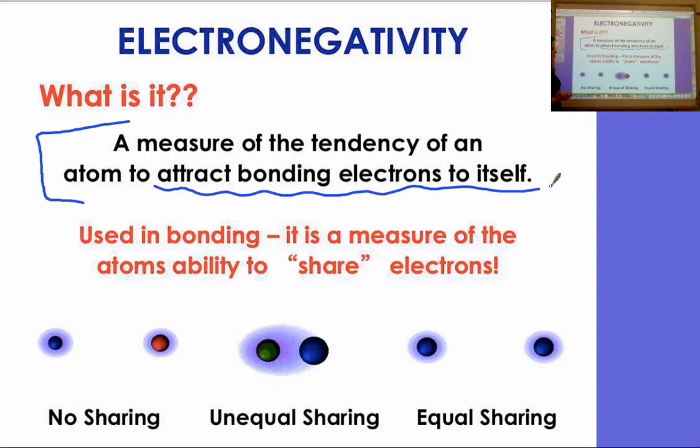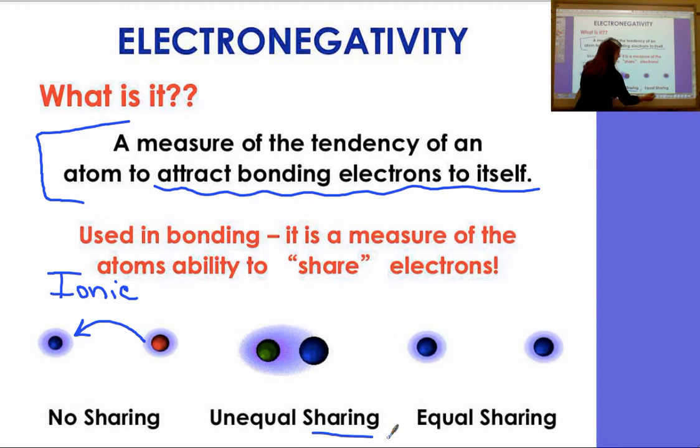You can have three different types of bonds. You can have no sharing. This would be where one element gives its electron to another. We called that ionic bonds in the last unit.